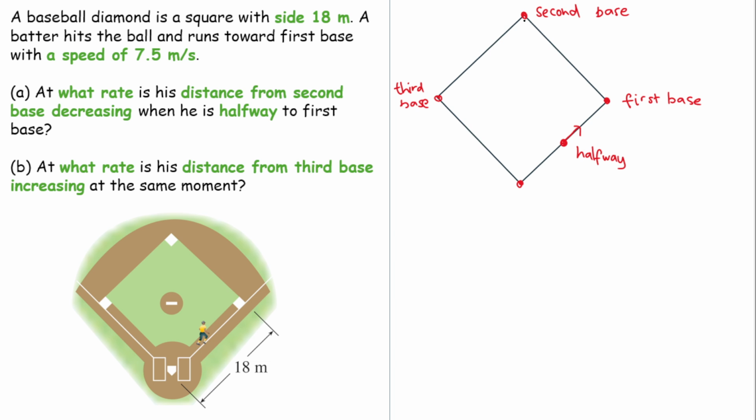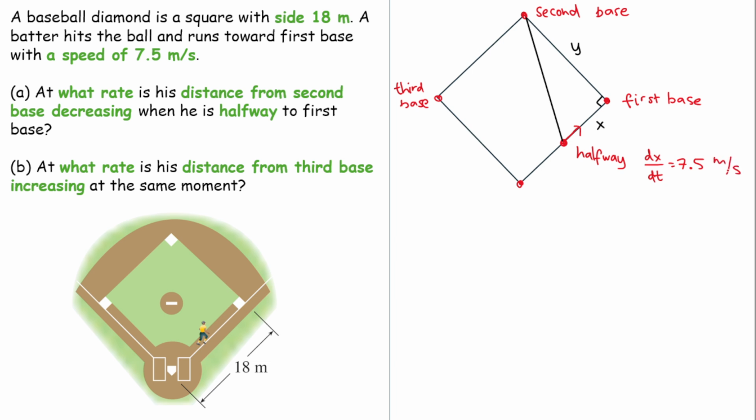Okay, let's draw that. So we have to use this distance here, right? This is the distance from the second base to this one here, halfway. And this is a square, so this is a right angle triangle, right? Let's name this here as our X, and this one here is our Y. He is running there with a speed of 7.5 meters per second, so I will have dx/dt equal to 7.5 meters per second.